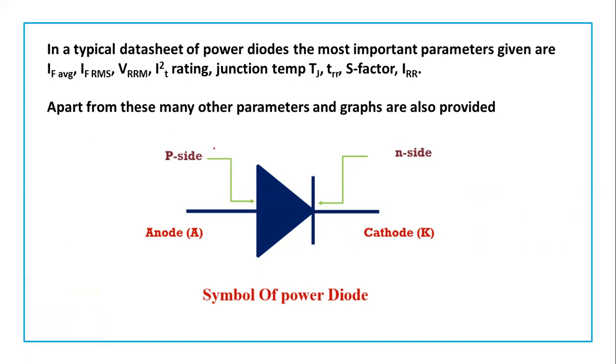After finishing the power diode, MOSFET and IGBT, I will be showing one small video based on data sheets. If you see the data sheet, you can see IF average, IF RMS, VRRM, I square t, junction temperature TJ. There is a P plus N minus junction, so what is the junction temperature? The S factor, IR, all these things will be provided, and also the graphs, the reverse recovery characteristics and the IV characteristics. So this is a sample of a power diode.